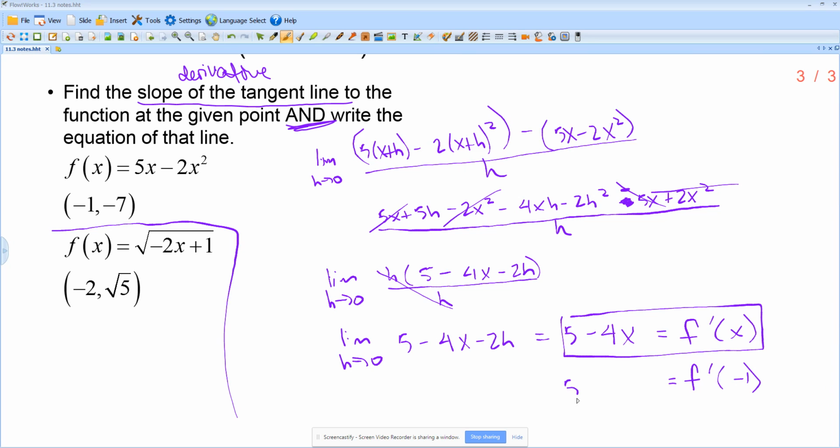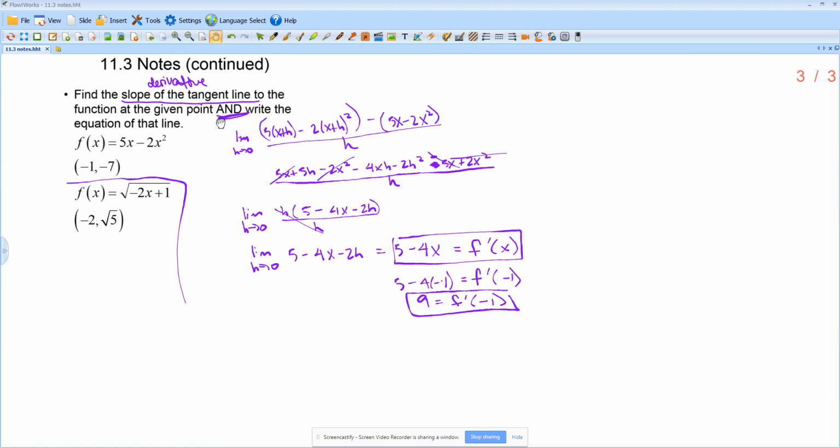That's going to be 5 minus 4 times negative 1, which is going to give me 5 plus 4, so 9. It's the second part of this. So I've found the slope of the tangent line. Now I want to write the equation of the line.